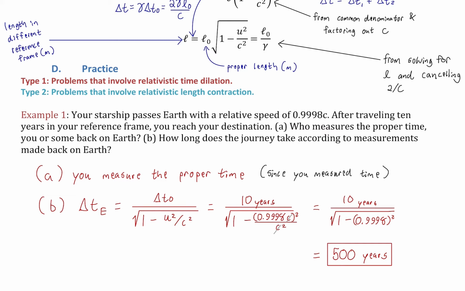But the point is that we have a huge amount of time dilation, all right? So only 10 years would pass for the very fast moving person. Back on Earth, 500 years would pass. Many generations would go by.